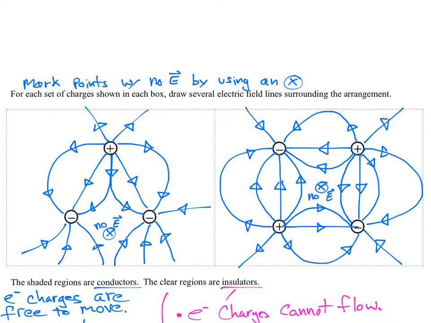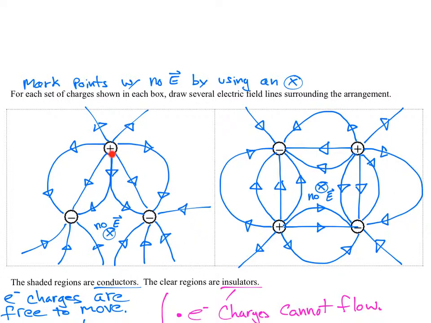All right, so we got some more with field lines here. Here we have arrangements of charges, and we are drawing field lines. I again marked points that had no electric field by using an X with a little circle around it. We've got a positive charge and 2 negatives here on the left. All of these are the same magnitude. The electric field is going to point away from a positive and towards a negative, in the direction that a positive test charge would move.